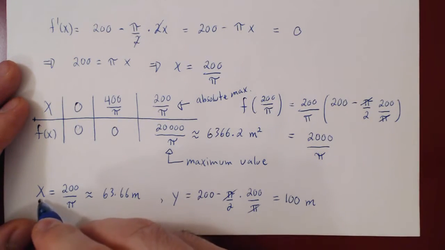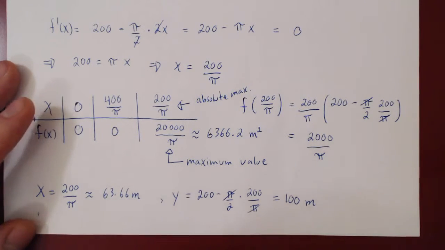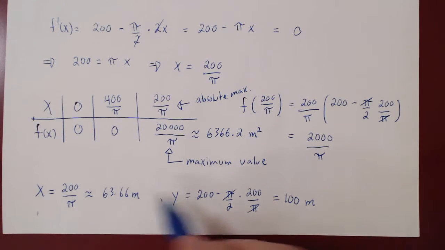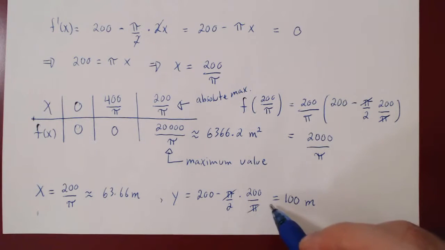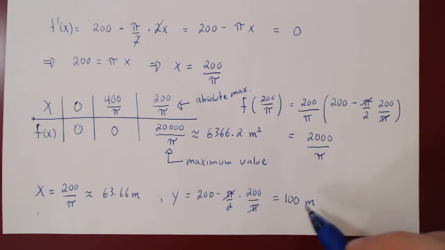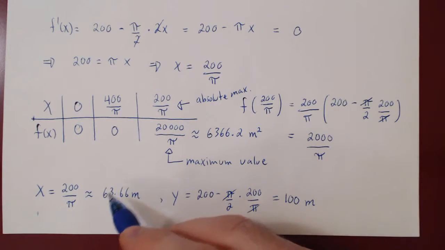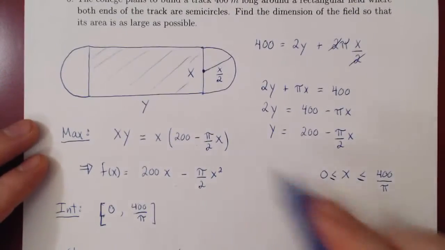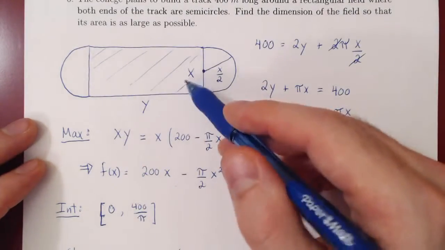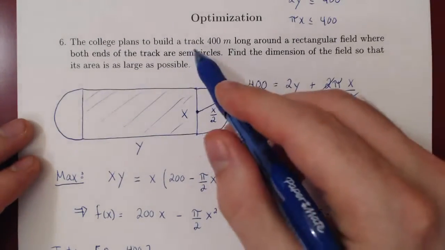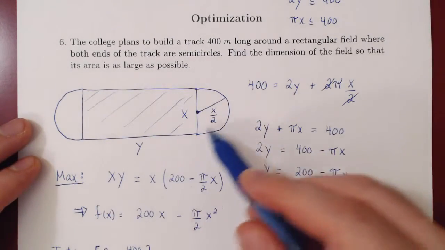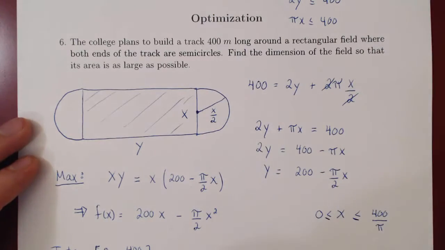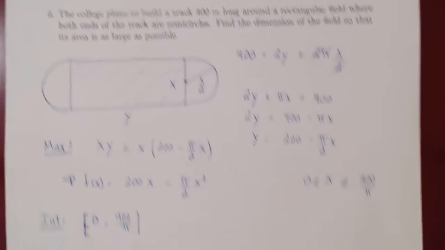And the width is approximately 63.66 meters. So with these dimensions, a field that is 100 meters long and 63.66 meters wide, the area of the rectangular field is maximized, and the track around the field is 400 meters long. And we're done.